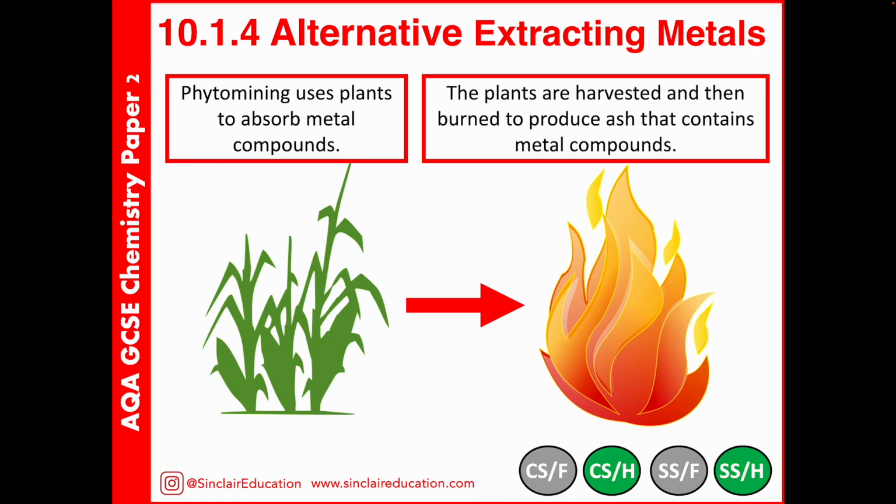Once they've grown, we'll then go and collect the plants and we'll harvest them. So we'll cut them and collect. But we will burn them. So the plant has removed the metals from the soil, they've moved into the plant, and we now burn this, collecting the ash that forms from this.